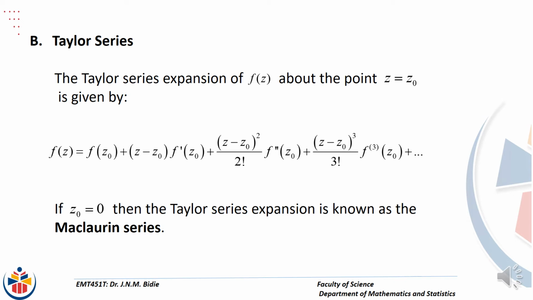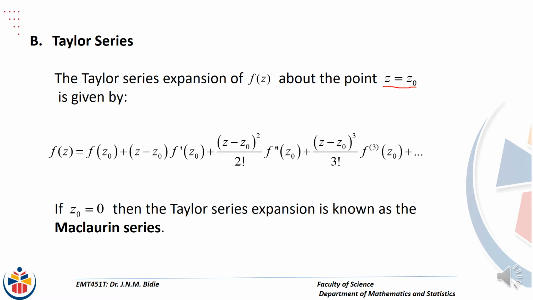Now we go on to the Taylor series expansion of a complex function f of z about the point z equal to z naught. And it is given by the formula, in which the first term is the original function, substituted by the given point z naught.